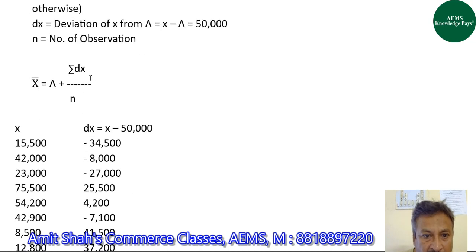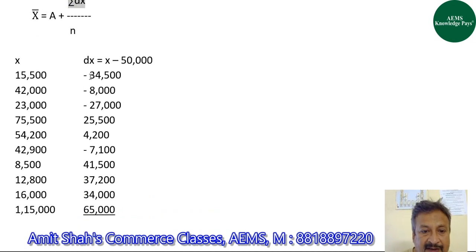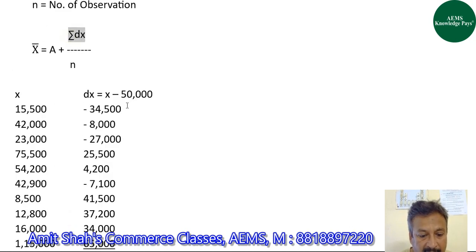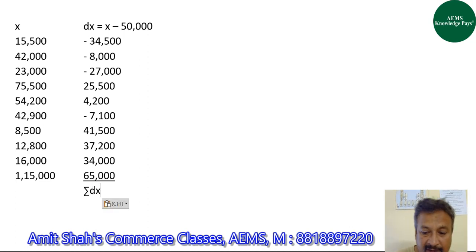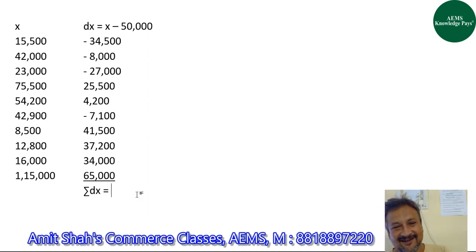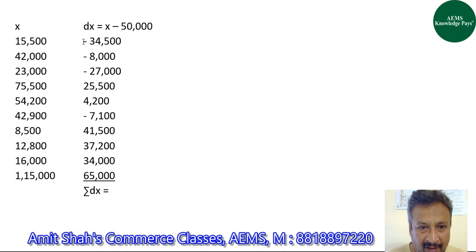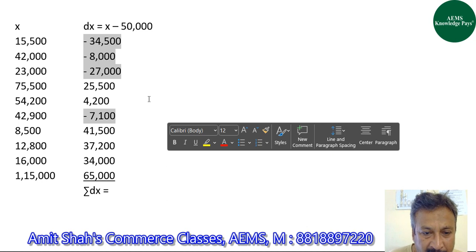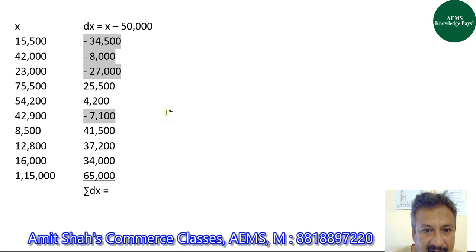What we require for our formula is summation dx, means the sum total of each of these dx. Right? Correct? Okay, so now I take first the total of all the minus items, and that is 34, 8, 42, 69 and 7, 76. So 76,600.